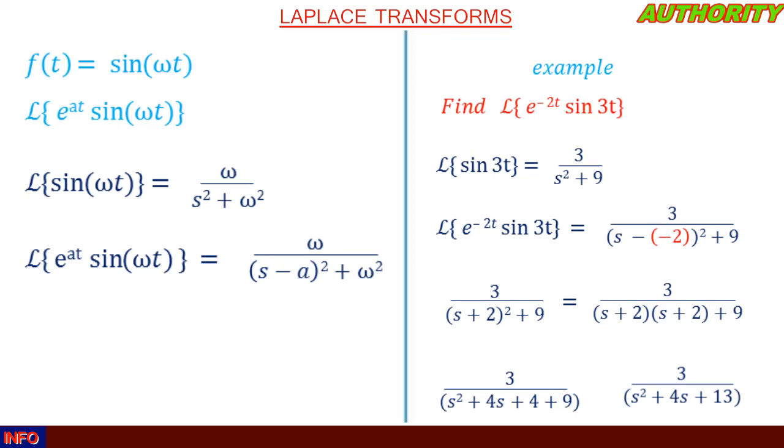The third form now. Let's assume that our function f of t takes the form of cosh omega t. Cosh omega t. That means we are going to say the Laplace transform of e raised to the power of at cosh omega t. How is it going to be?